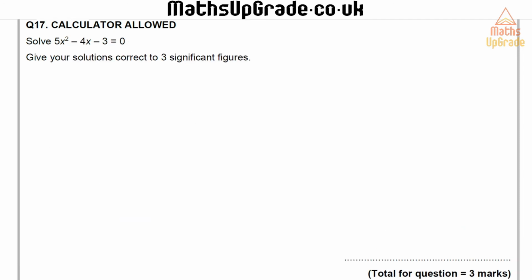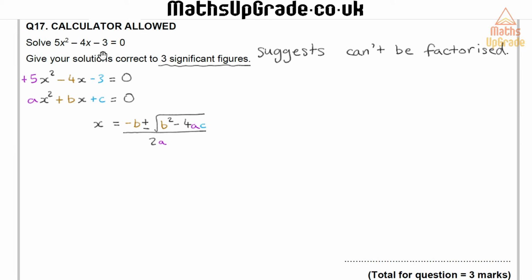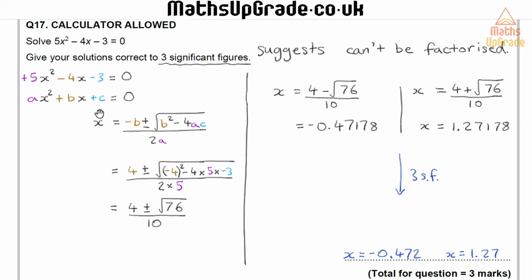Question 17 suggests that I need to give my solutions to 3 significant figures, and that suggests that I need to use the formula, the quadratic formula. So it's already in the form of a quadratic, so I'm just going to put this underneath it, and then by inspection look at what a, b and c equal. So you can see that a equals 5, b is -4 and c is -3. Substitute those into the formula and this is what you get.